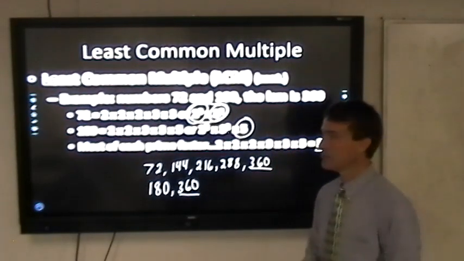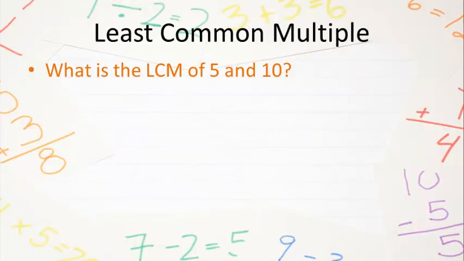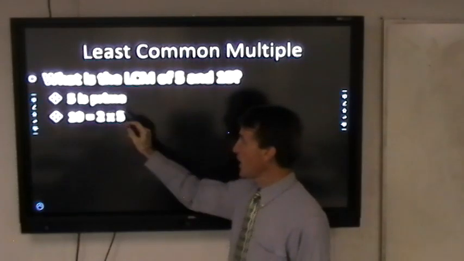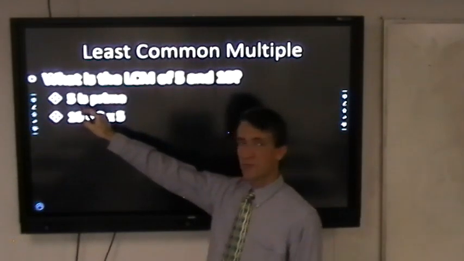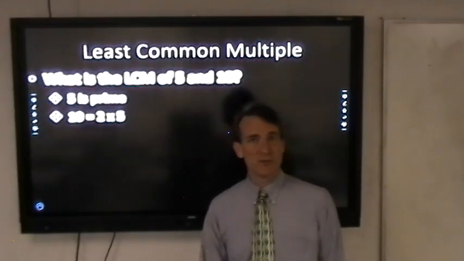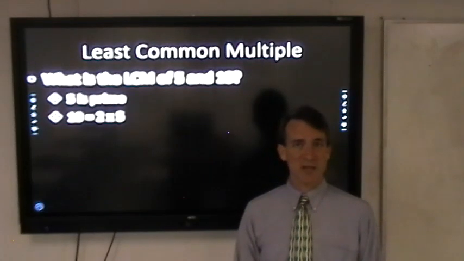Let's try another example. Here I have 5 and 10. Again, we've already prime factored these. 5 is a prime number, and 10, the factors are 2 and 5. I do have a set of 5s. It doesn't matter whether I take the 5 from the first or the second number. And then I only have the 1, 2, so I've got to grab it from the second number.